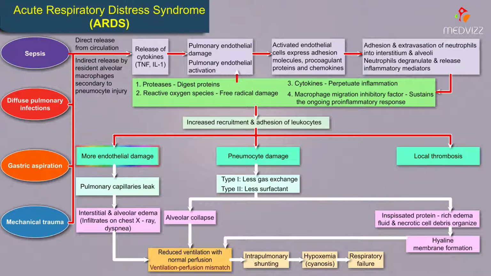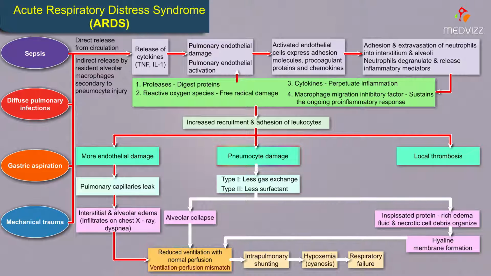There is more endothelial damage, there is pneumocyte damage, or local thrombosis. When you have more endothelial damage, the pulmonary capillaries get leaky and interstitial and alveolar edema occurs, and this interstitial and alveolar edema can be picked up as infiltrates on a chest X-ray and also causes dyspnea. This ultimately leads to reduced ventilation with normal perfusion, and there is a ventilation-perfusion mismatch.